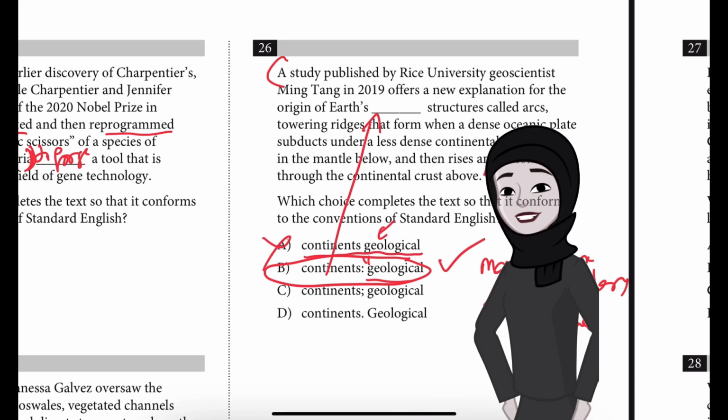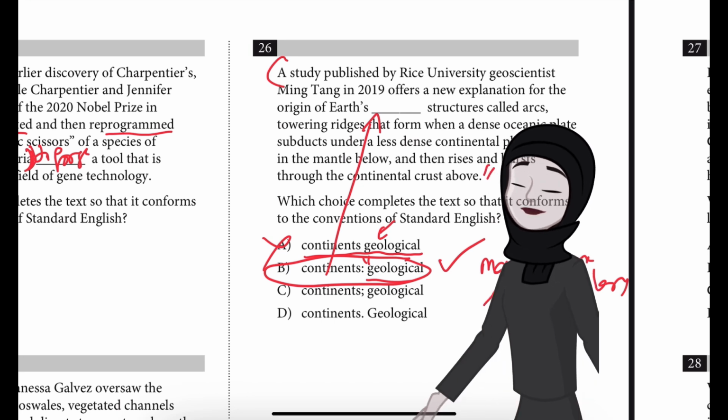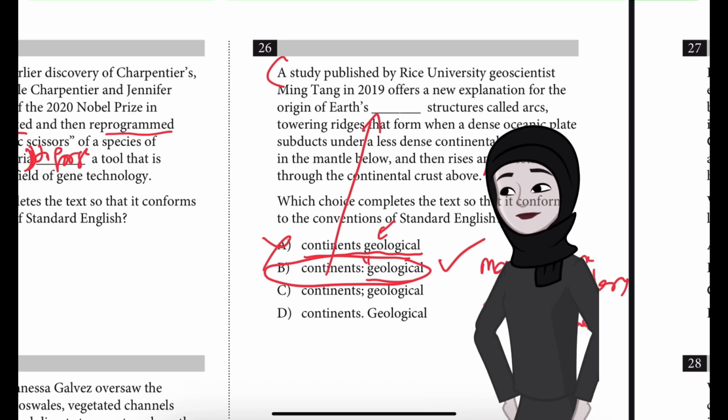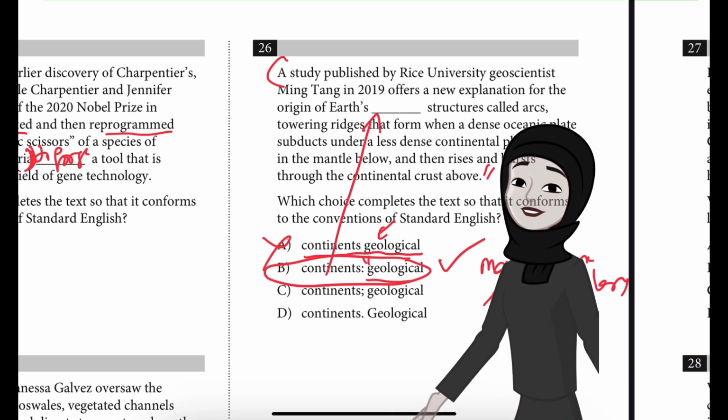Choice A is incorrect because it fails to mark the boundary between the main clause, that means "a study" up till "continents", and the supplementary phrase, that is from "geological" to "the crust above", with appropriate punctuation. There is nothing between "continents" and "geological" to separate it, so that we cannot accept.